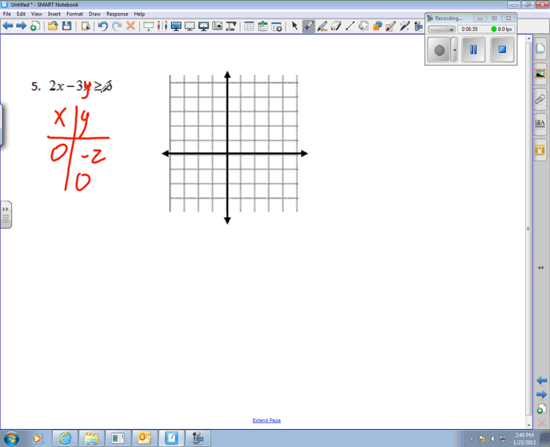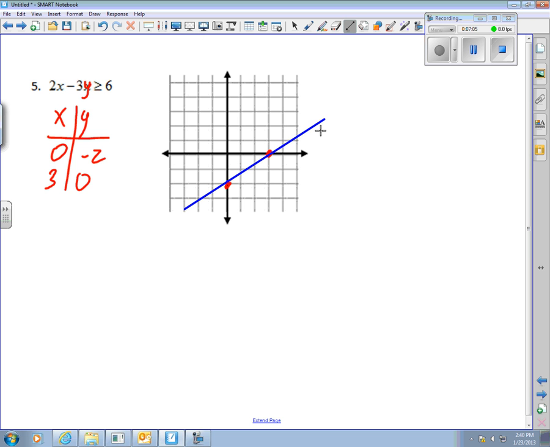Notice I'm not dealing with the inequality part yet. I'm just getting my points. Next part is to set my y equal to 0. 2x equals 6 is what's left, which gives me 3. So I have 0, negative 2, and 3, 0. Using my line, I'm going to graph that.